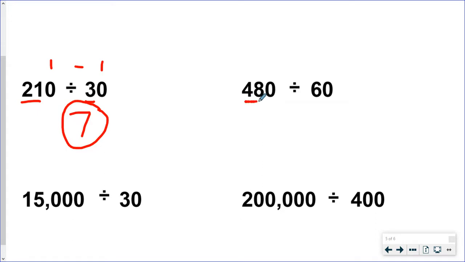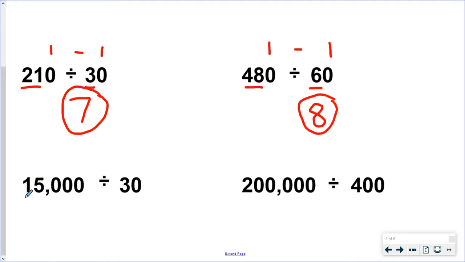If I come back over here, take 48 divided by 6. What would I multiply 6 by to get 48? Maybe 6 times 8. 6 times 8 is 48. Now let's go back and take a look at the zeros. This side has 1 zero. This side has 1 zero. If I subtract those two, 1 minus 1 is 0, which means I do not want to add any zeros at all. So the final answer here is going to be 8.